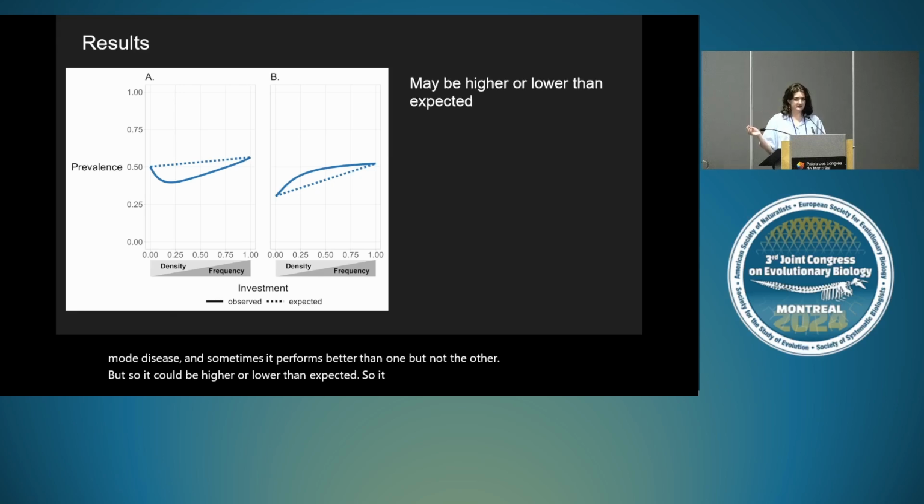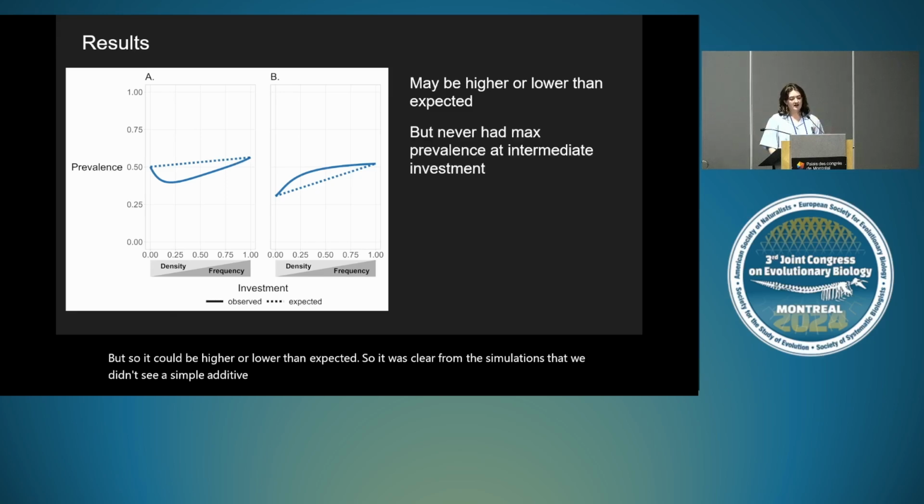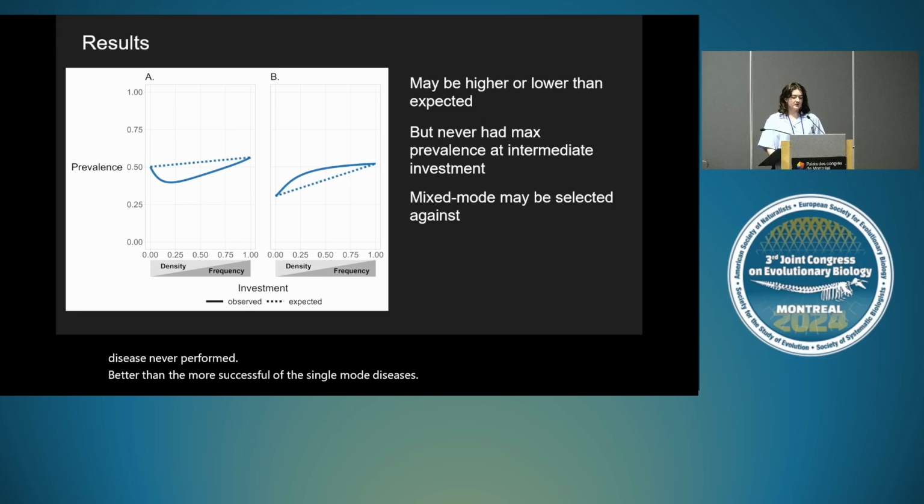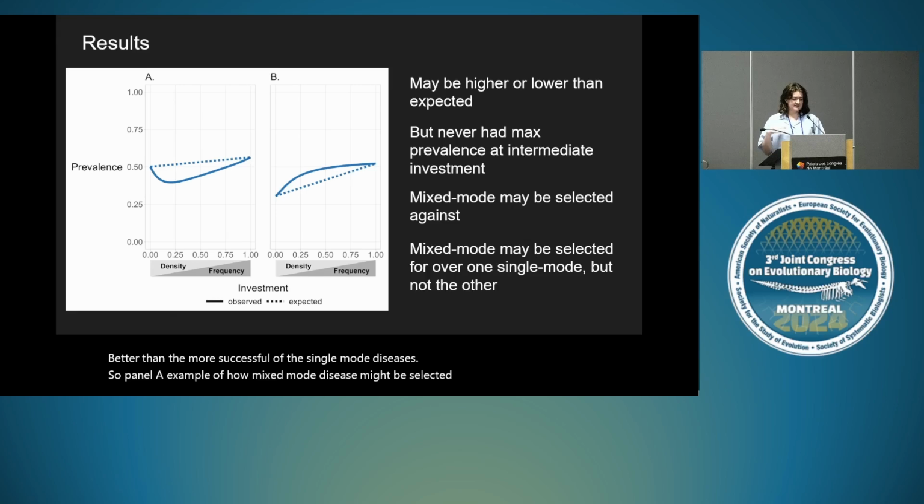It was clear from these simulations that we didn't see a simple additive relationship. But we never had a maximum prevalence at the intermediate investment. So the mixed mode disease never performed better than the more successful of the single mode diseases. Panel A is an example of how mixed mode disease might be selected against. And in panel B, mixed mode disease might be selected for over, in this case, density dependence, but not over frequency dependence.